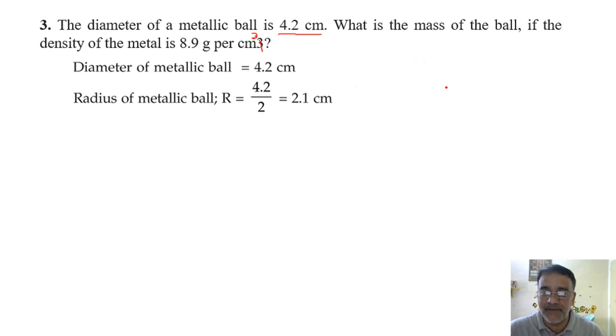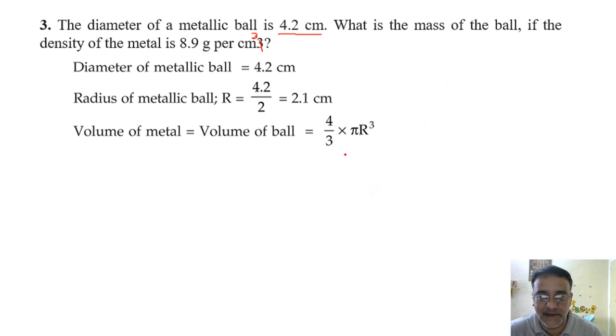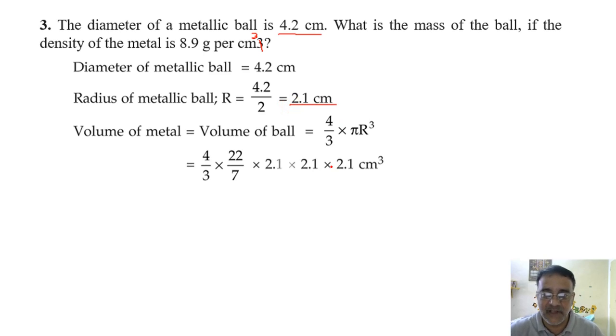Now what is the volume of metal? Volume of metallic ball is 4 by 3 pi r cube. Now we'll substitute all the values. Pi is 22 by 7 and r is 2.1. Or we can write 21 by 10 here only. Okay, we are removing the decimal. So how can we write it if you remove the decimal? 21 by 10. And this will become 88 by 21.